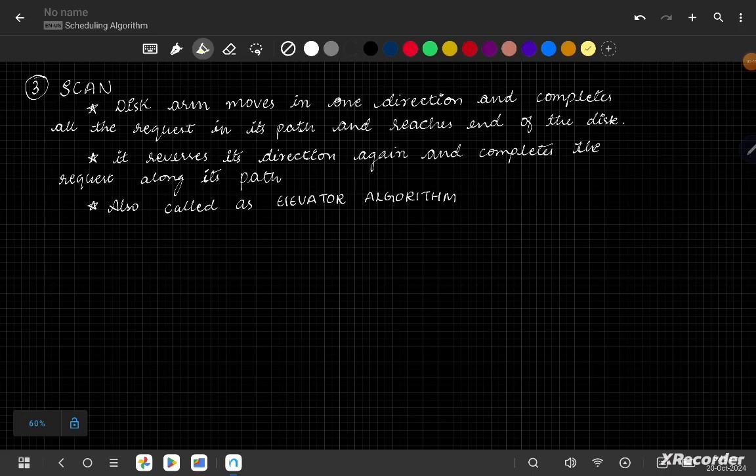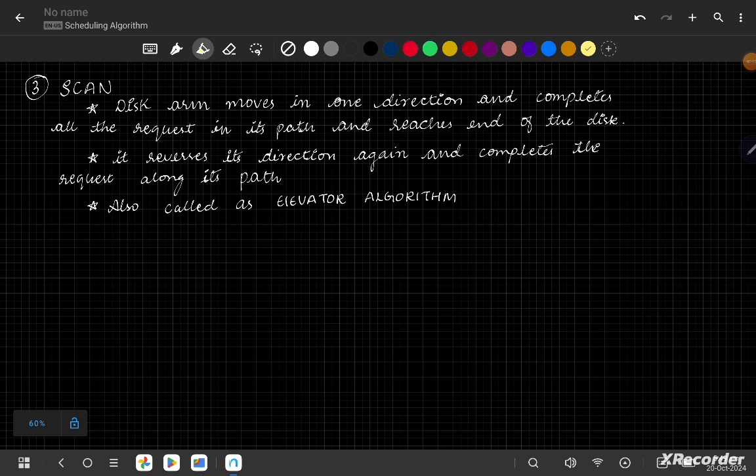Hello, we'll be starting with the third algorithm, that is scan algorithm. We have already completed FCFS and shortest seek time first. You can refer to the previous videos for FCFS and shortest seek time first. The scan algorithm has a different method of doing the scheduling.